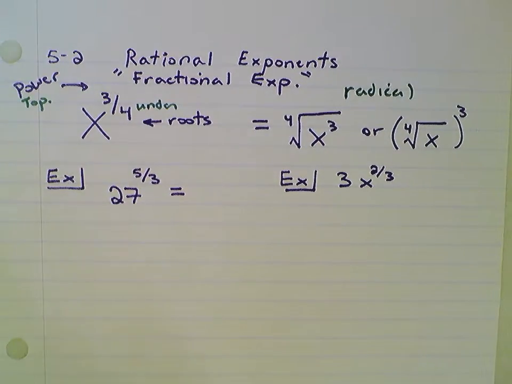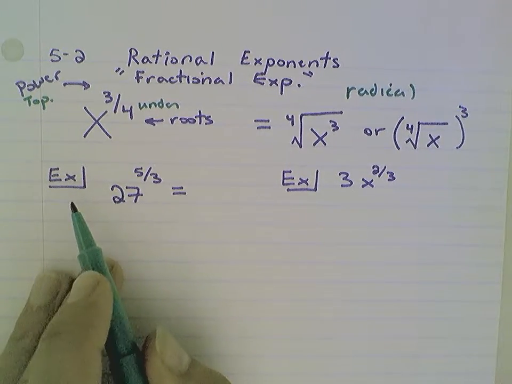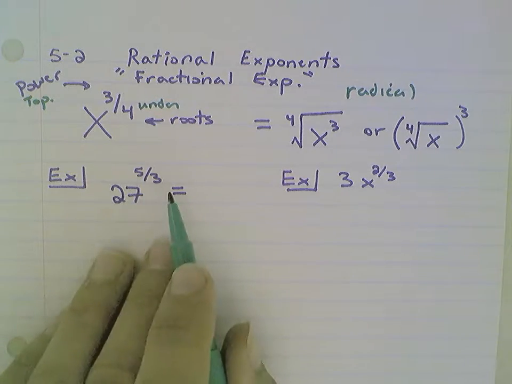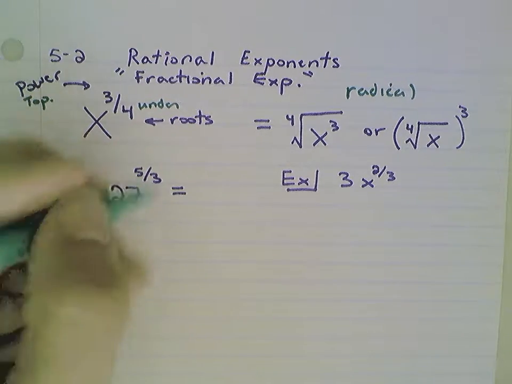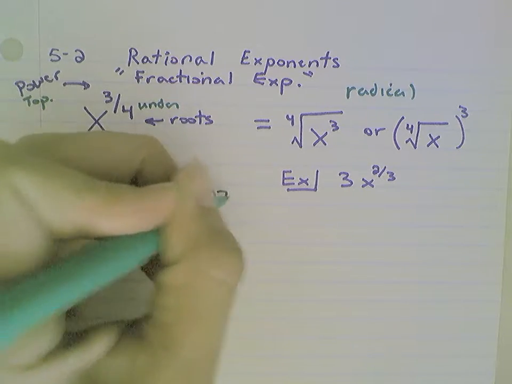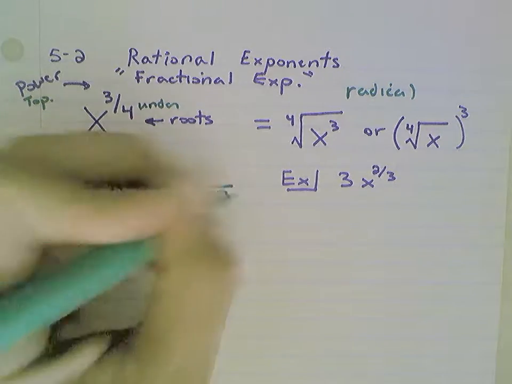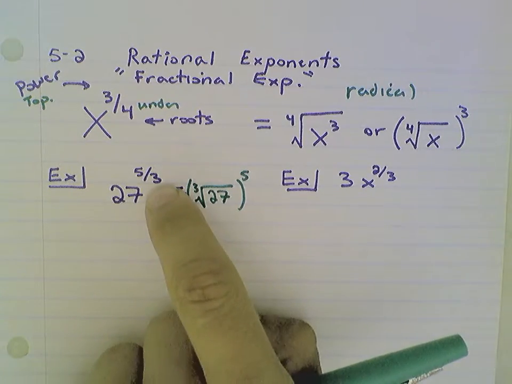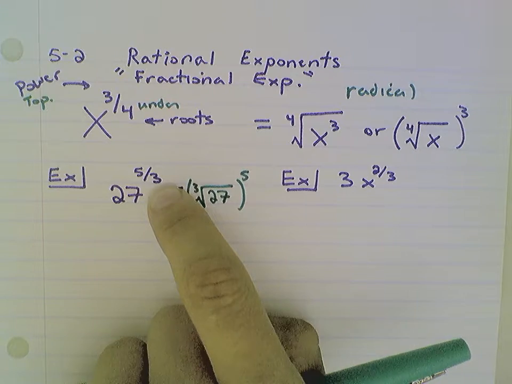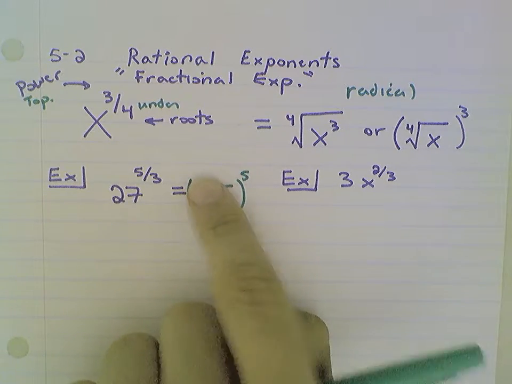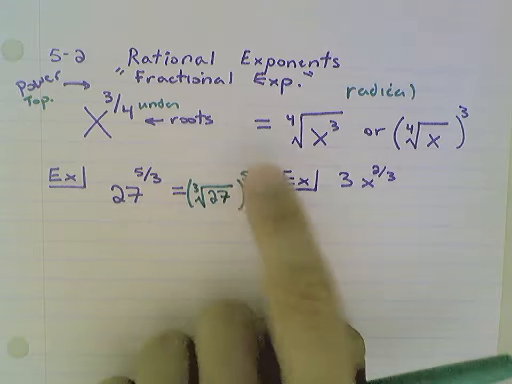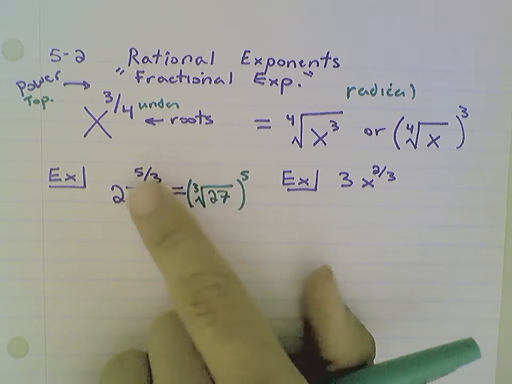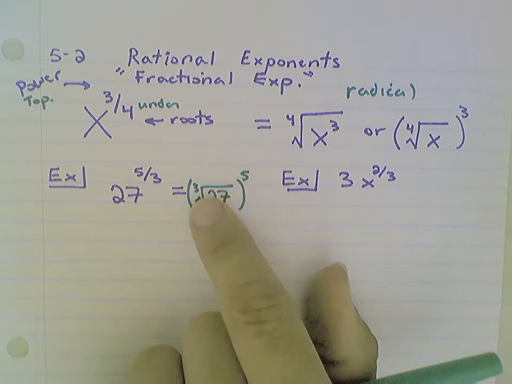So suppose I look at this first example where I have 27 to the 5/3 power. Well, I can rewrite this as 27 to the 3rd root taken to the 5th power. Now, anytime you're evaluating an expression to figure out what it's equal to, it's always smart to take the root first. The reason is that it gives you smaller numbers that you can then multiply to get the power from.